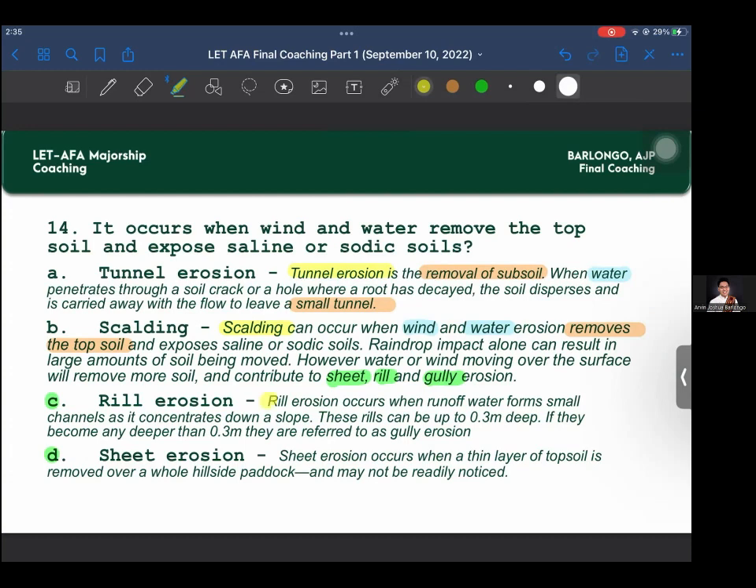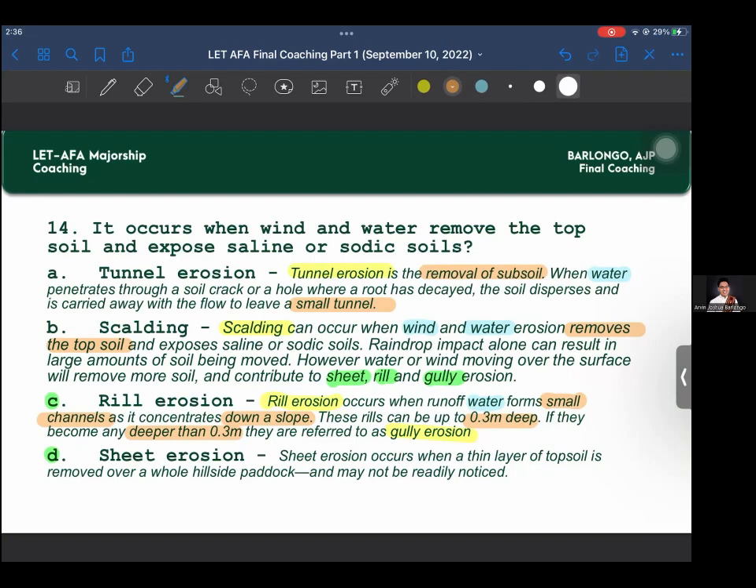So, rill erosion occurs when runoff water, again, the agent is water, forms small channels. So, ang resulta naman dito is channels, small channels, as it concentrates down a slope. So, kapag rill erosion, meron siyang specific or measurement, which is 0.3 meter deep. Tapos, ito na yung isa. We also have here the gully erosion. Ang gully erosion naman ay kapag parehas rin sa rill erosion, kaso mas malalim. Deeper than 0.3 meters. Ayun ang gully erosion.